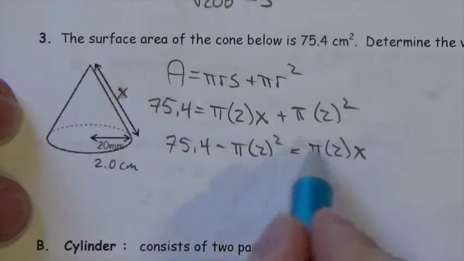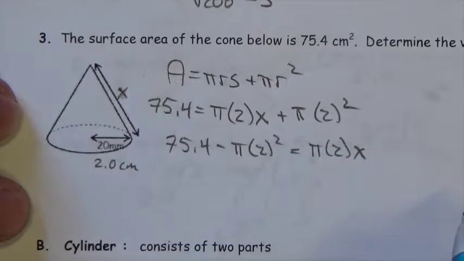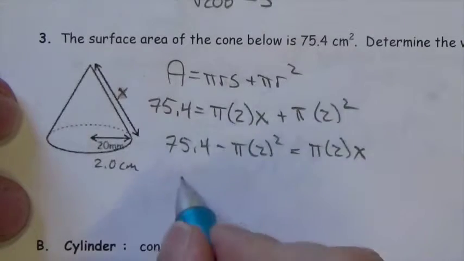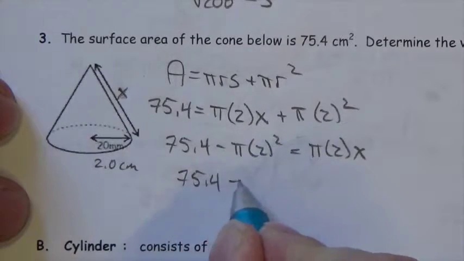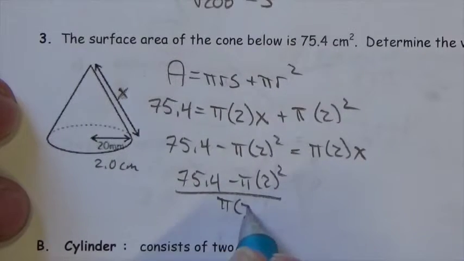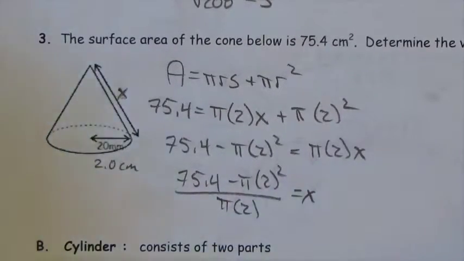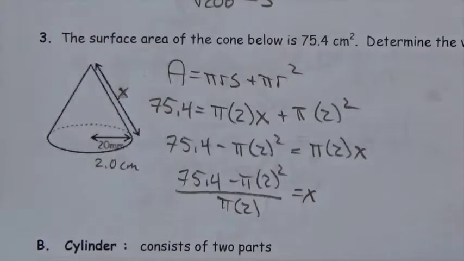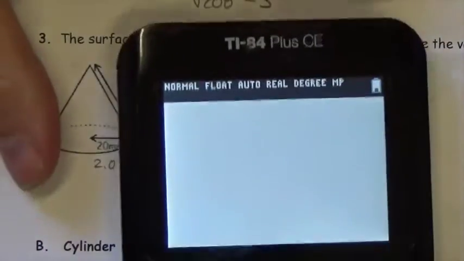And now I've got these two factors in front of the x, in terms of that coefficient. I'm just going to divide by that. So 75.4 minus pi times 2 squared, over pi times 2. And that should give me x. Now it's just a matter of going to my calculator and plugging that in.